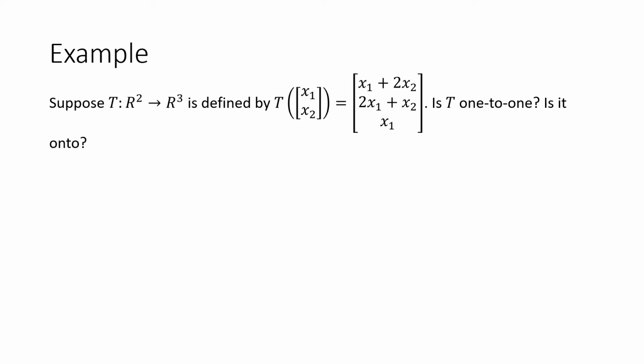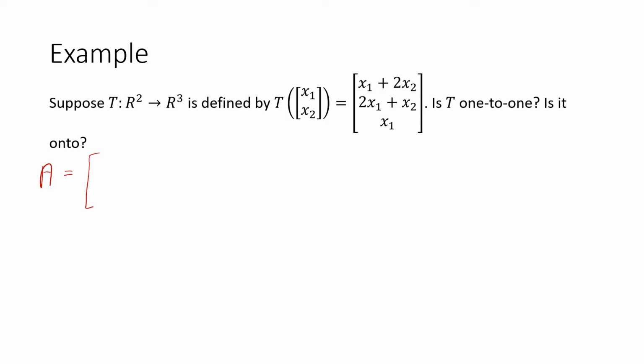Okay, let's deal with the one-to-one first. One-to-one means that if you start with two different things, you end up with two different things after you transform them. That we just saw in the theorem was the same thing as saying, are the columns of the standard matrix linearly independent? Well, what is the standard matrix?